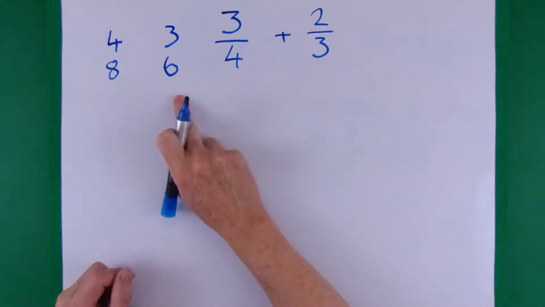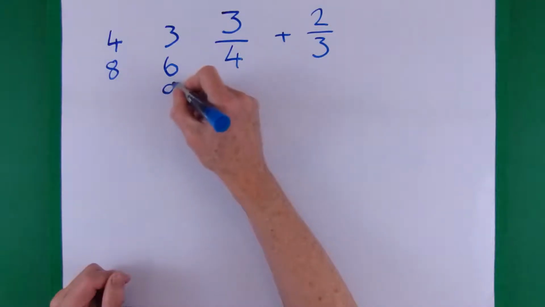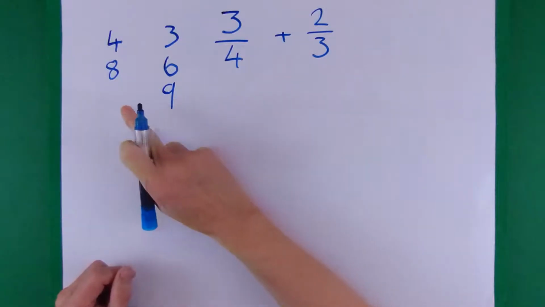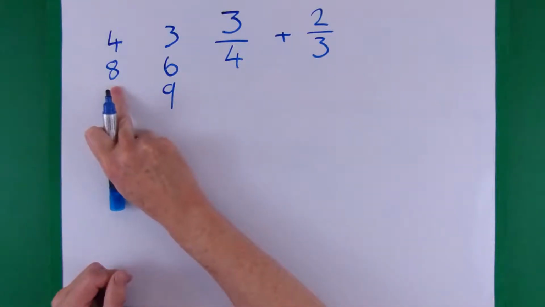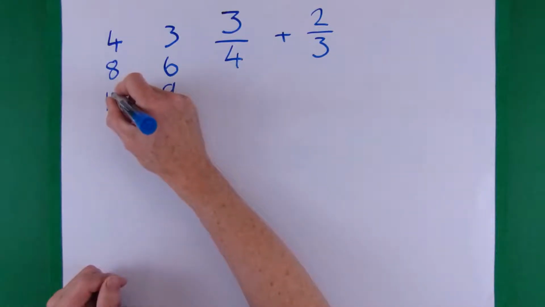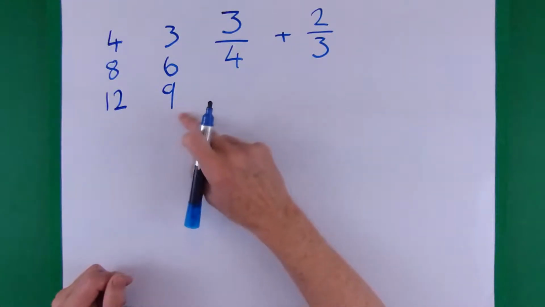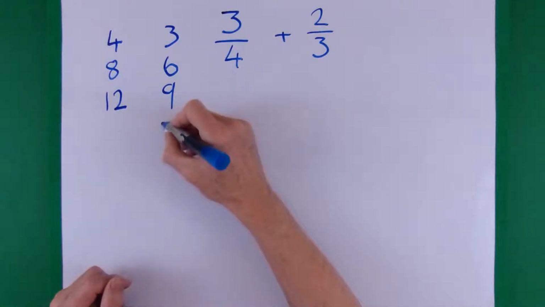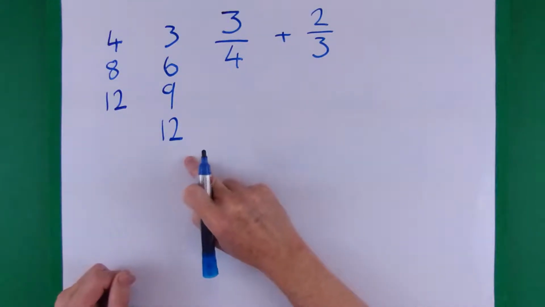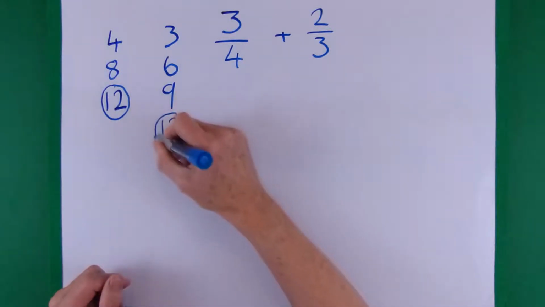6 is now the smallest number, so we add another 3 on, so 3 and 6 gives you 9, so it's 1 2 3 times 3 is 9. Now we've got 8 as the smallest number, so another 4 onto 8 gives us 12. And the smallest number is now the 9. So we add another 3 on to get 12, and you can now see that 12 is in both columns. So we circle the 12 and that's the number we use in the bottom.